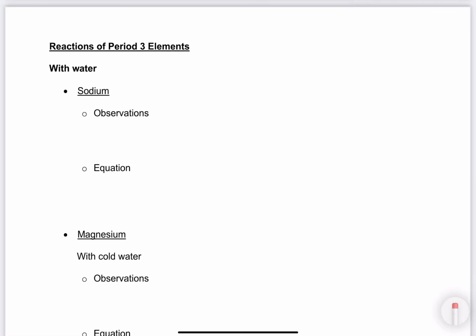The reactions of the period 3 elements with water. What you're going to see here is that a lot of these reactions you have already met somewhere in the course or at GCSE, so it's almost a little bit of revision.